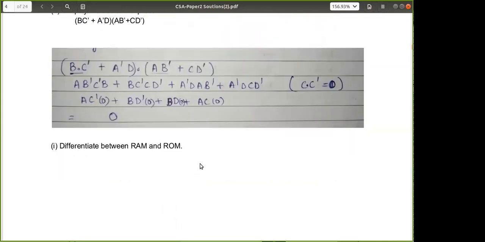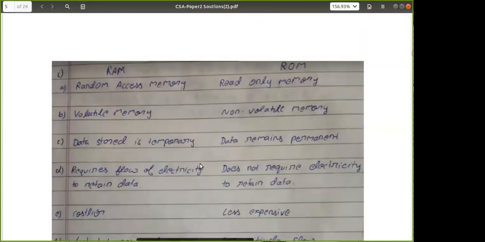Differentiate between the RAM and the ROM. So the teachers would expect these kinds of answers, where the difference between these two things is easily visible. So what is RAM? The RAM is random access memory, and the ROM is read-only memory. So as you know, we have the primary memory and the secondary memory. The primary memory is the RAM, and the secondary memory is the hard disk of a computer system.